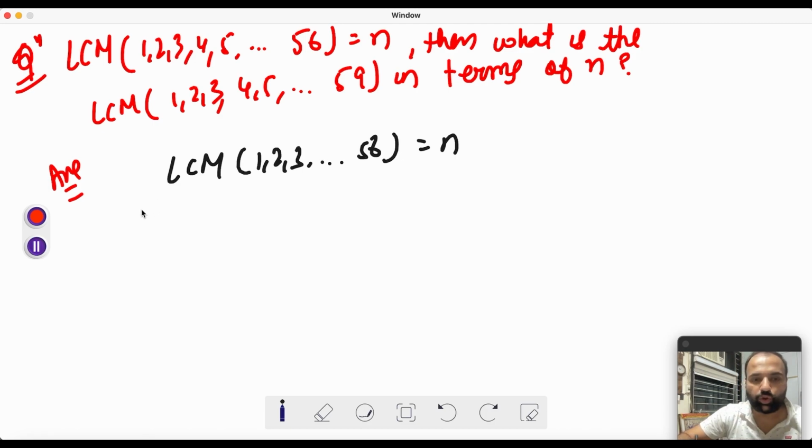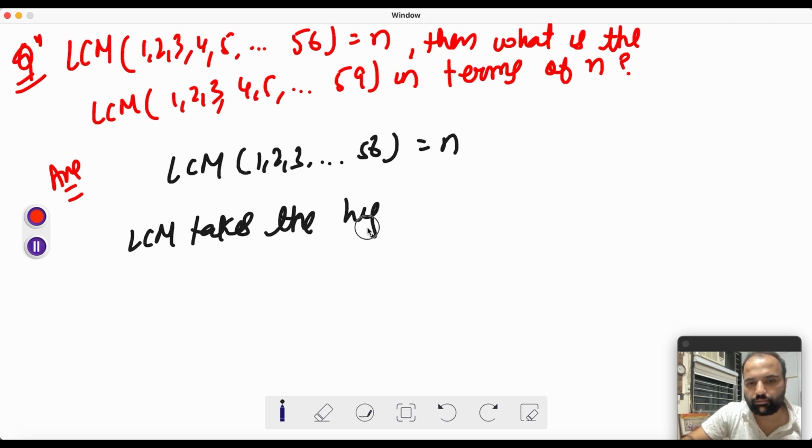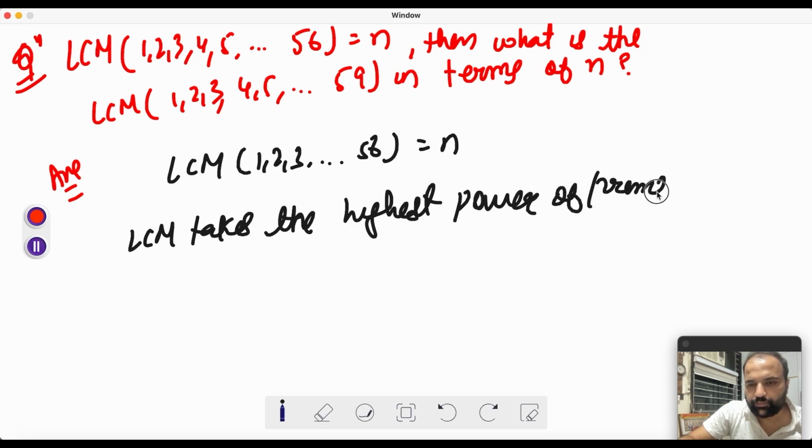Okay, now what do we know? We know that LCM takes the highest power of prime base, isn't it? Very clear. We have studied this. If not, we'll study again, and we'll do some questions on this as well. But this is what we have studied before. So can we write this as something like this?